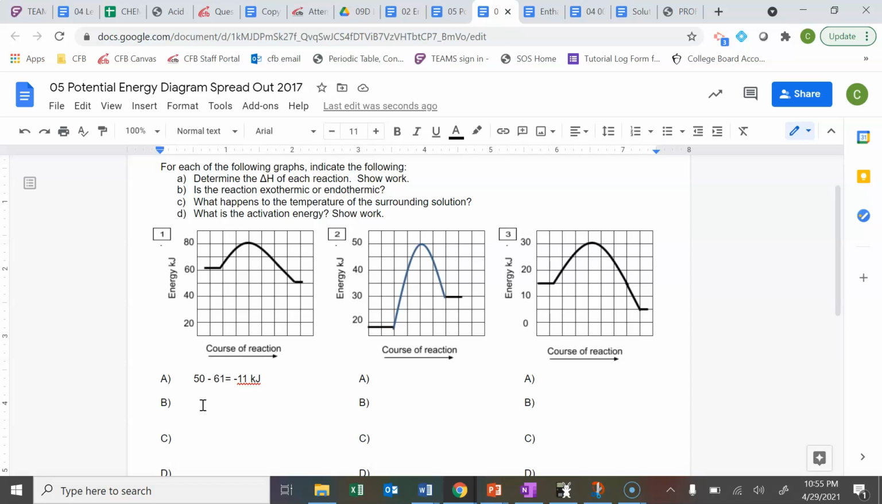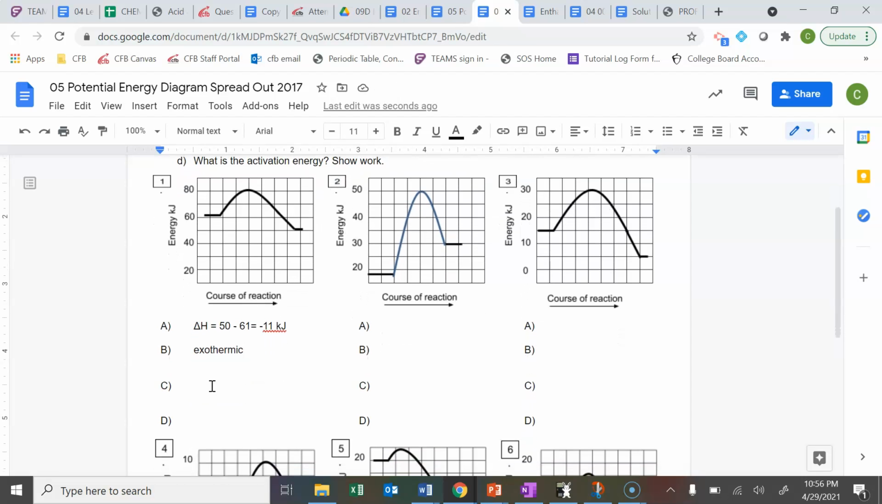Part B asks me to determine if the reaction is exothermic or endothermic. Well, all I have to do is look at my delta H, and because this is a negative value, I know that it must be exothermic. So if delta H is negative, then I have an exothermic reaction. What happens to the temperature in the surroundings? Well, if it's exothermic, the surroundings temperature increases. Surroundings temperature increases if it's an exothermic reaction.